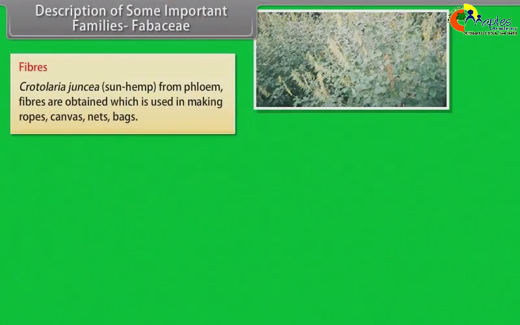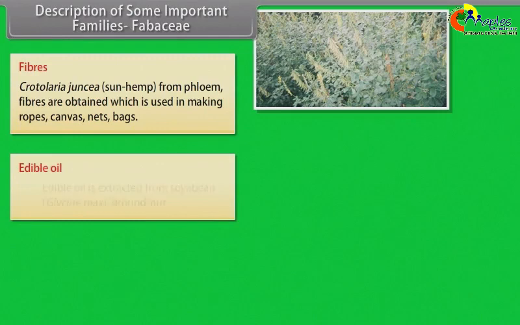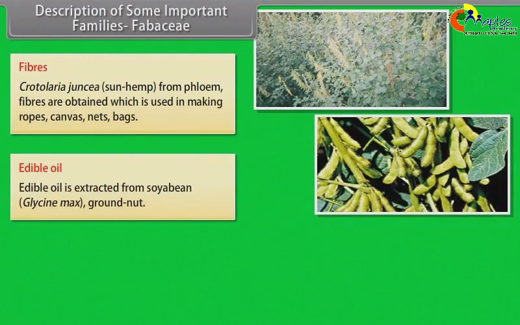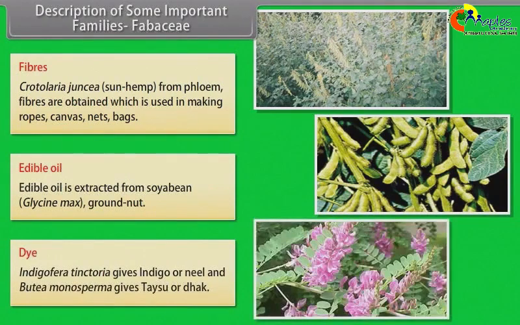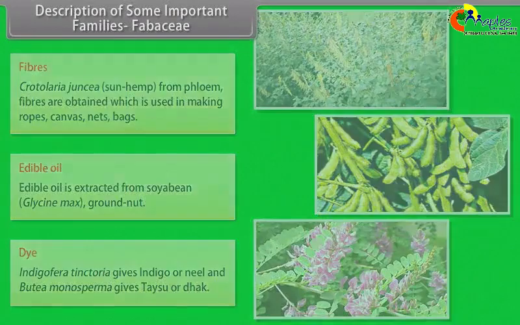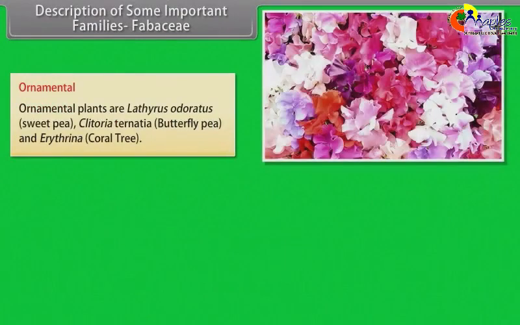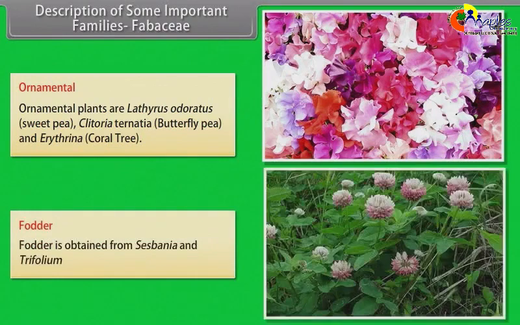Sun hemp. From the phloem, fibers are obtained which are used in making ropes, canvas, nets, bags. Edible oil is extracted from soybean, Glycine max, and groundnut. Dye. Indigofera tinctoria gives indigo or neel, and Butea monosperma gives tesu or dhak. Ornamental plants are Lathyrus odoratus, sweet pea, Clitoria ternatea, butterfly pea, and Erythrina, coral tree. Fodder is obtained from Sesbania and Trifolium.